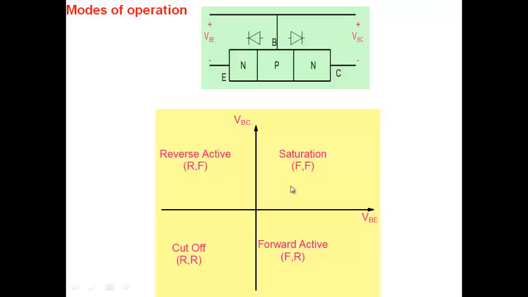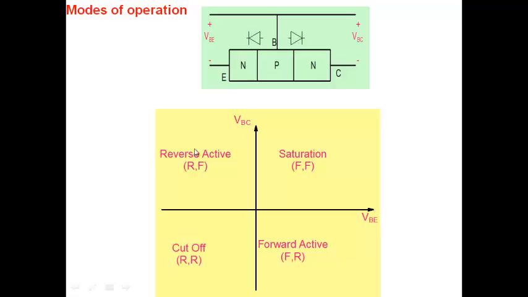The most important one for us is forward active. That's where all the amplifiers operate. And saturation, cutoff and forward active, all three of them are important when you are making digital circuits, digital inverters and gates and all that. And reverse active, we seldom operate.